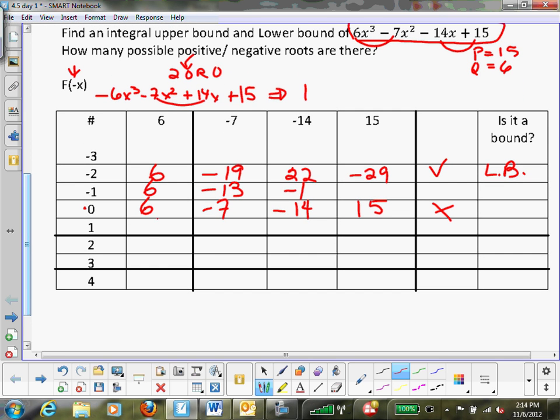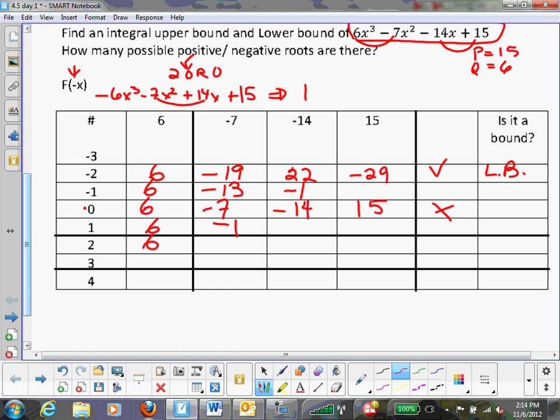So let's try 1. For an upper bound, what are we looking for in terms of our sign changes? They're all the same. They're all positive or all negative. And in this case, what are we going to have? If 6 is our first number, they're going to have to all be positive values, okay? So 6 times 1 is 6, plus negative 7 is negative 1. I don't even have to go any further than this, do I? Because I'm not getting strictly positives.